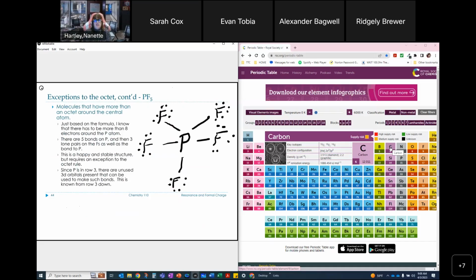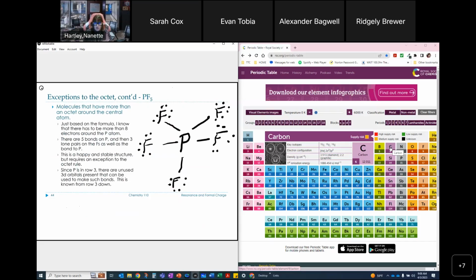Now, since P is in row 3, it can do this. So it's capable of doing it. This is a perfectly acceptable structure, and we draw this structure in the exact same way that we've done previously. We know that phosphorus brings 5 electrons to this. Each fluorine brings 7. 7 times 5 is 35, plus the 5 is 40.